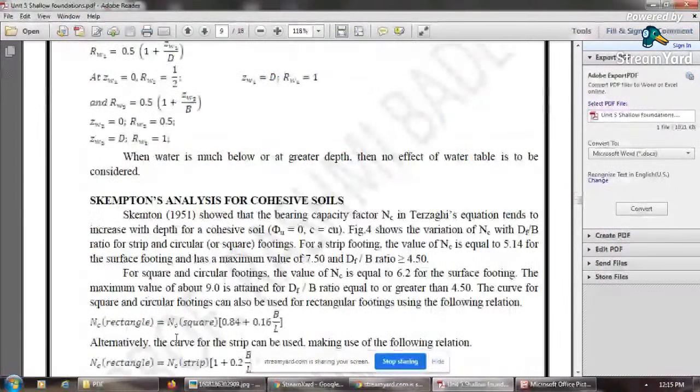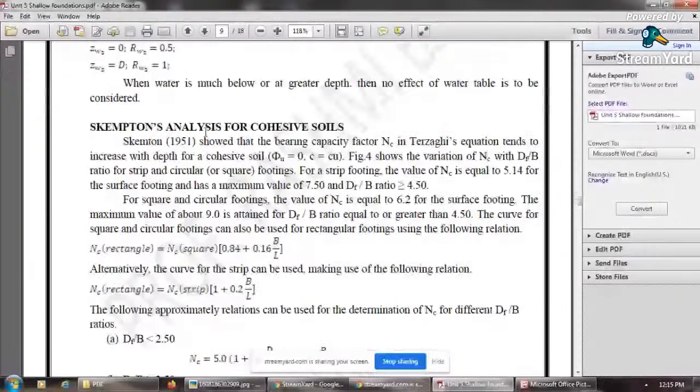When water is much below, or at a depth greater than required, then no effect of the water table is to be considered. So this is the condition. If there is a water table above the base of the footing, Rw1 has to be considered, and Zw1 will come. If it is below the footing, then Rw2 will come and you have to consider Zw2. But when the water is much further below, at the required depth, there will be no effect of the water table for the shallow foundation.